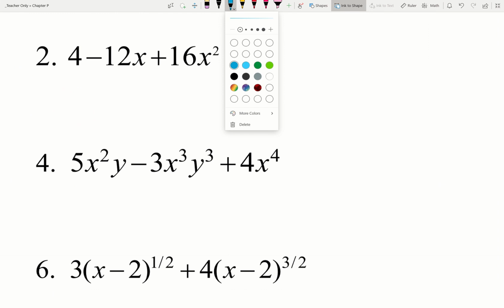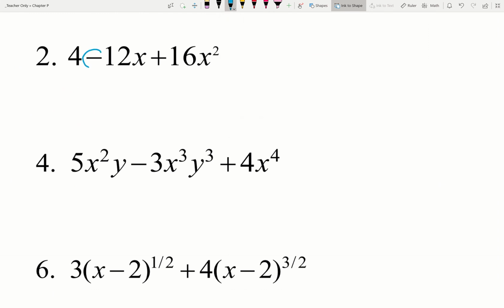So in this next example, number 2, I've got 3 terms. I've got a big minus, I've got a big plus, and then I've got 1, 2, 3 terms here, okay? And again, we're going to play the same game. We're going to look at all the coefficients first. We're going to determine if they have any common factors and then take out the greatest one, and then we're going to move on to the variable terms.